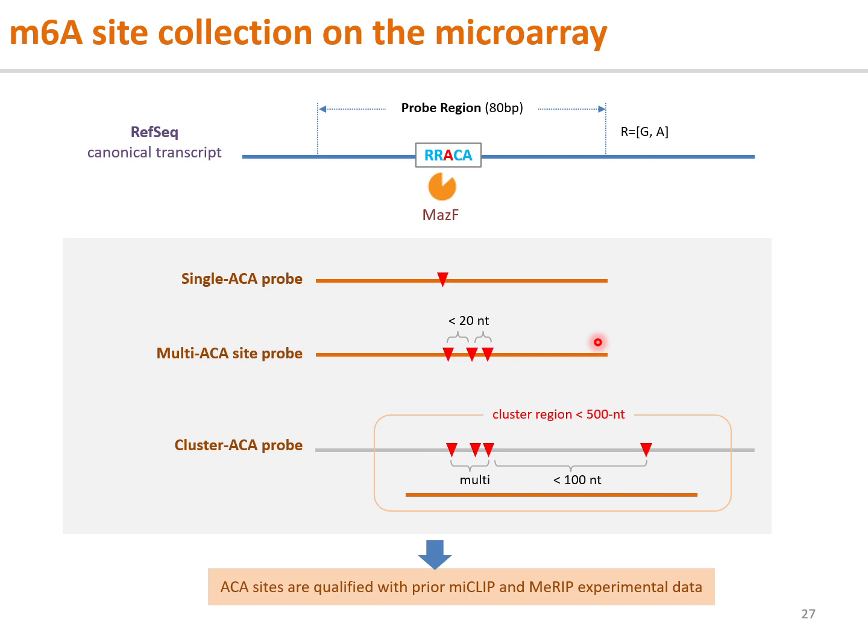The m6A sites on the microarrays are collected by compiling all the MazF-cleavable RRACA motif sequences in the entire transcriptome of mRNAs and lincRNAs. These sequences are grouped into single ACA sites, where there is only one site within a 40 nucleotide region; multi-ACA sites, where multiple sites are within 20 nucleotides of each other; and clustered ACA sites, where multiple sites have another site nearby, but all within a region of 500 nucleotides.